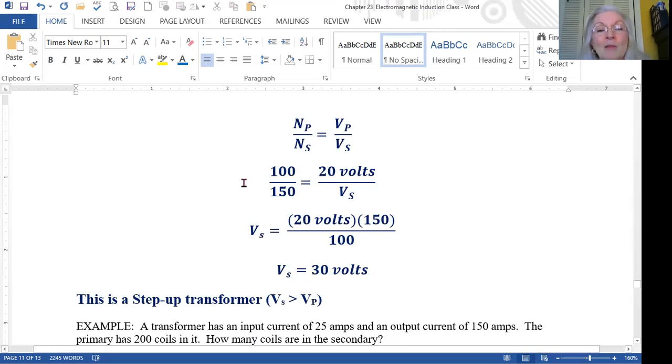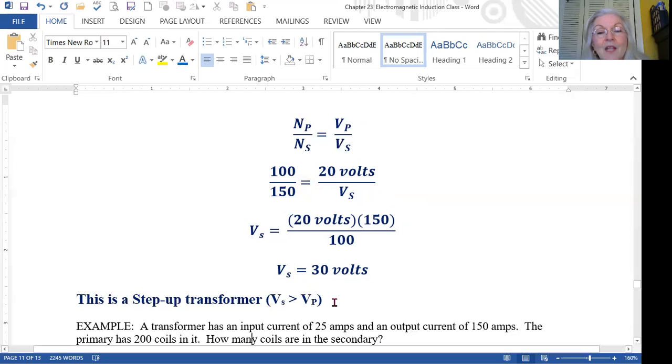Number of coils in the primary was 100 and the secondary was 150. So 100 divided by 150 equals 20 volts divided by V secondary. To get V secondary out of the denominator, you need to multiply both sides by V secondary. To move the 100 to the other side, it'll go in the denominator. To move the 150 to the other side, it'll go in the numerator. When you do your math, we end up with 30 volts.